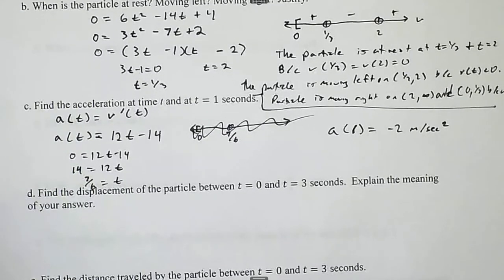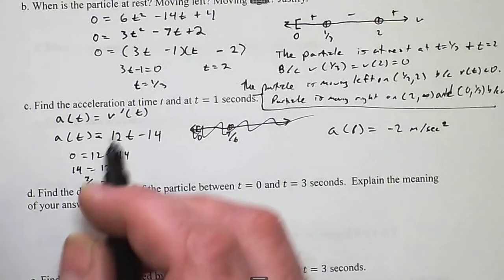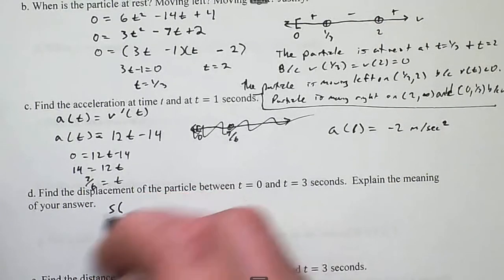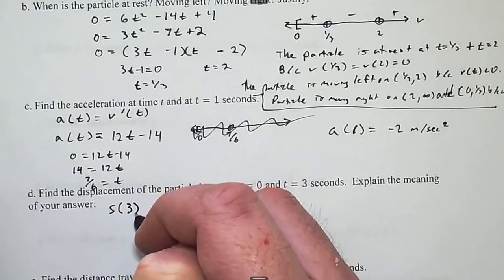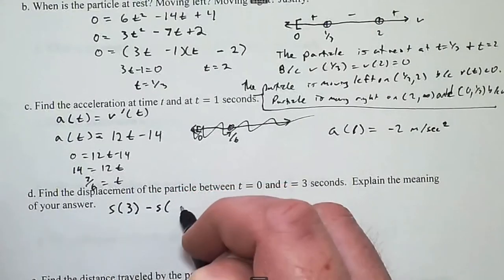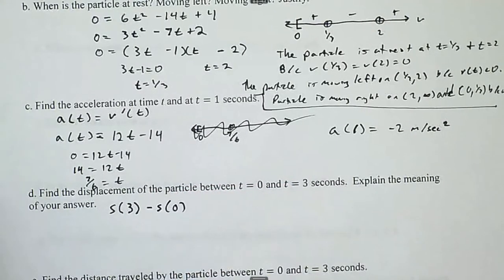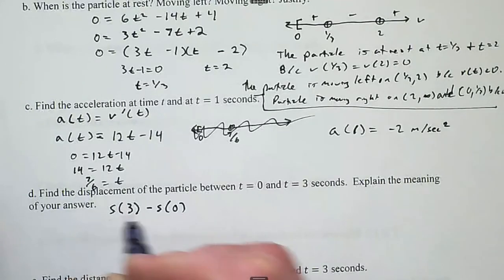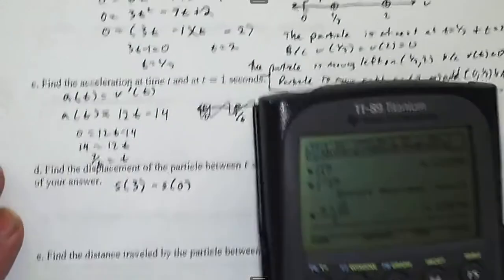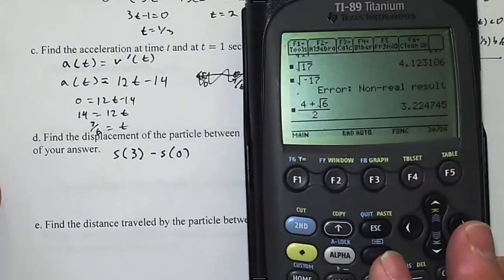All right, next we're going to find the displacement of the particle between 0 and 3 seconds. Displacement is the change in position. So we'll find S of 3. And I think we'll go ahead and use our calculator on this part, so I'll turn it on.